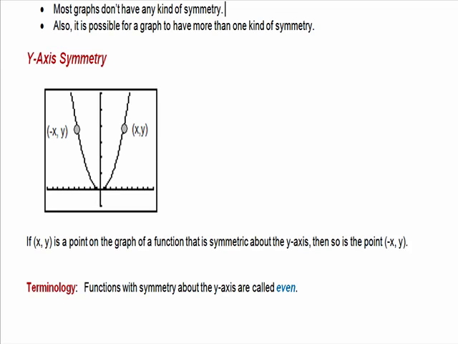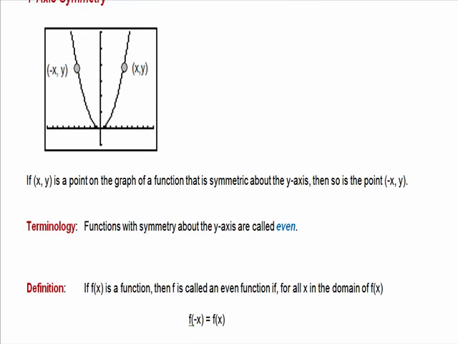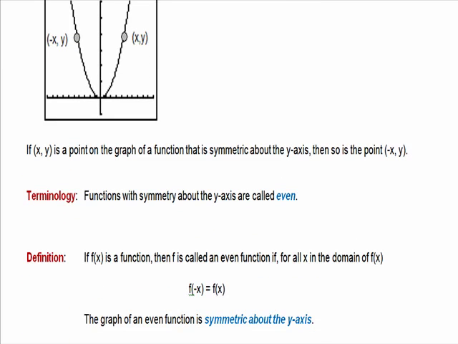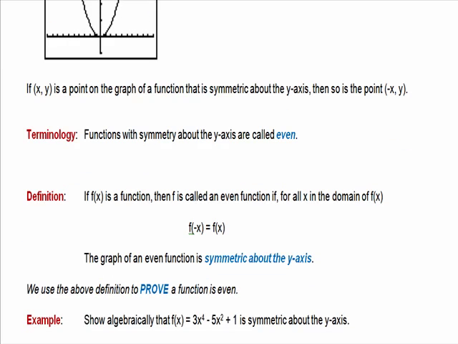Now, just a piece of terminology. Functions with symmetry about the y-axis are called even. So functions with symmetry about the y-axis are even. So what we can do is talk about this with a little bit more of a function sense. And so if I do that, I come up with this particular definition. If f(x) is a function, then f is called an even function if for all x in the domain of f, f evaluated at negative x equals f evaluated at x.